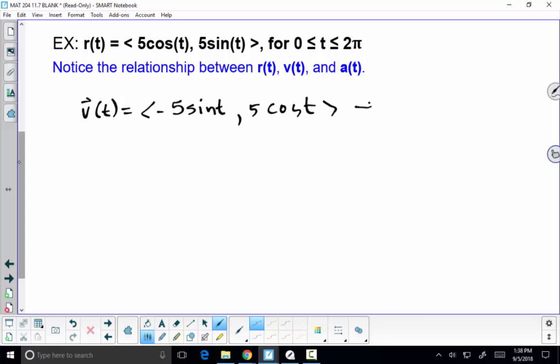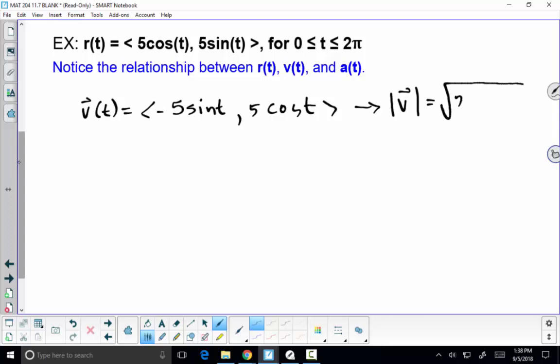And we see that we end up with a constant speed. The velocity is variable, right? If I plug in different t's, I get different v's. So the velocity is not constant, but the speed is constant.